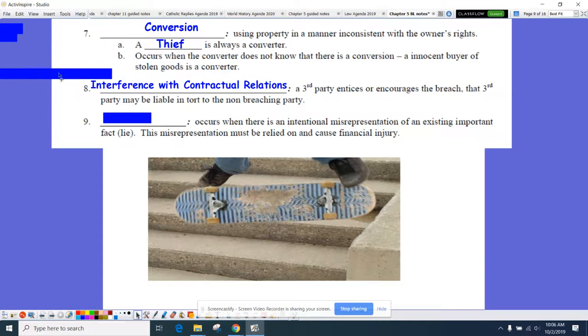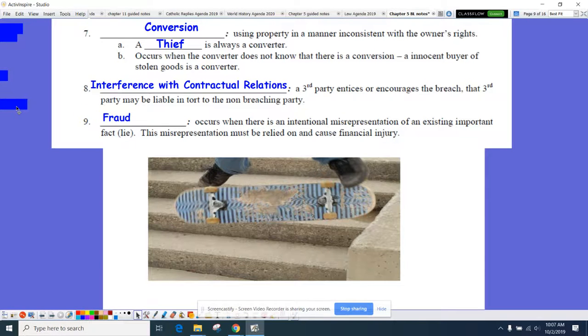And number 8, interference with contractual relations, meaning a third party entices or encourages a breach, that the third party may be liable in tort to a non-breaching party. So if two people are getting together and they are in the process of making a contract, that third party really has no right to interfere with that. And that's what that's basically saying.